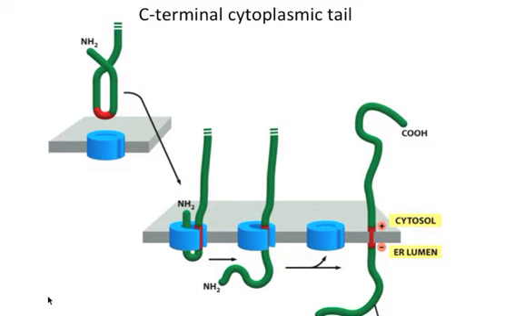So you start off like this, and then your internal signal sequence / stop transfer sequence binds to the translocon, and the amino side kind of gets pushed through, and your carboxy terminus is on the outside.